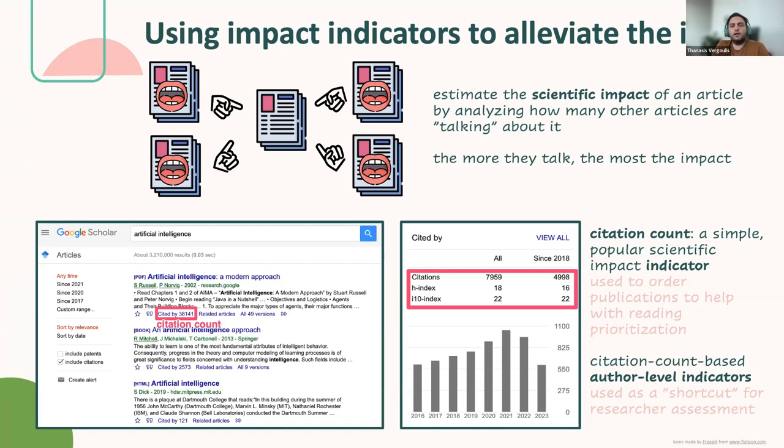And we know that it's being used by many academic search engines like Google Scholar, for example, to help researchers prioritize their reading. But also, going to the researcher level, there are some researcher level indicators that are based on citation count, like the notorious H index or the i10 index that are provided again by Google Scholar. And these indicators are many times used both by the researchers themselves to self-monitor their performance, but also by people that are using them to facilitate the process of researcher assessment, not always in a good way, because sometimes they are using them as a shortcut for the evaluation and they over rely on them.